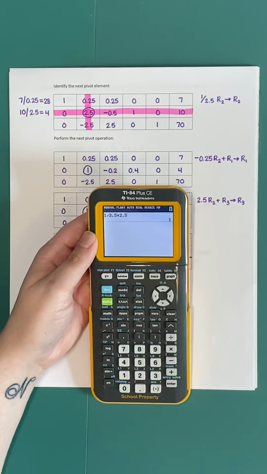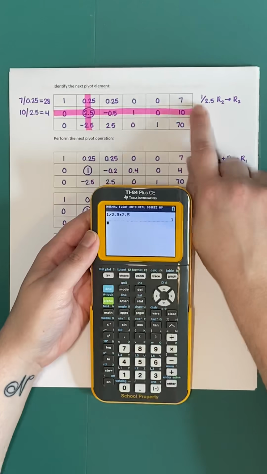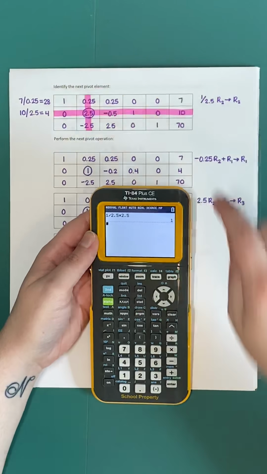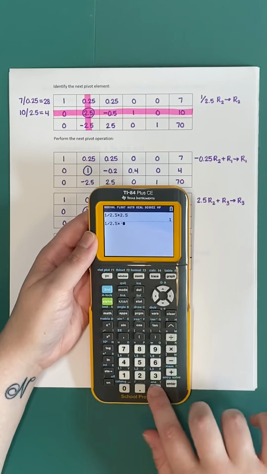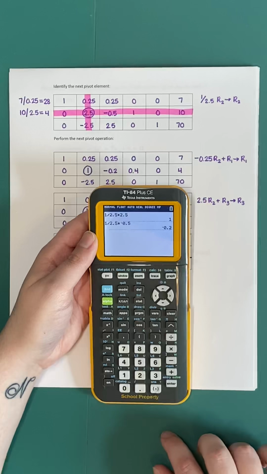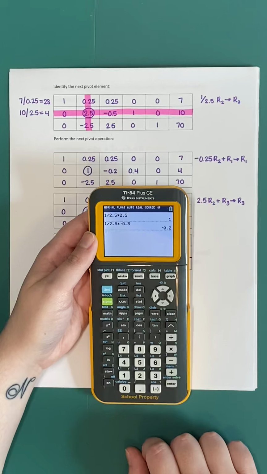So let me move this so we can see what happens. Okay, now we're going to multiply by the next element, negative 0.5. So 1 divided by 2.5 times negative 0.5, and that's going to give us negative 0.2.